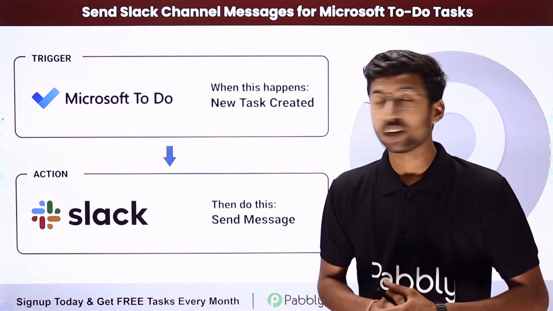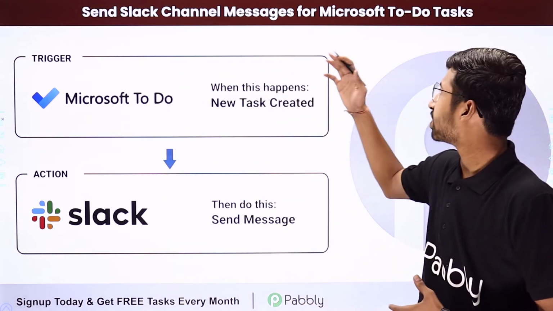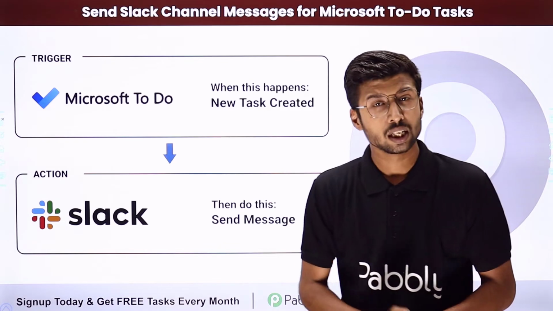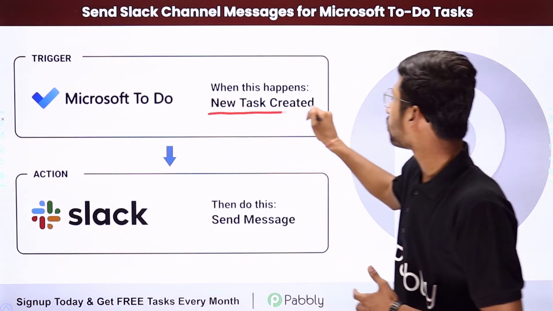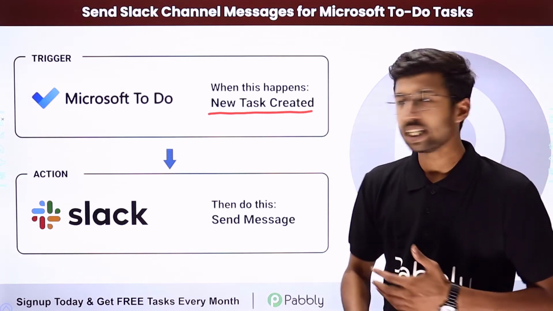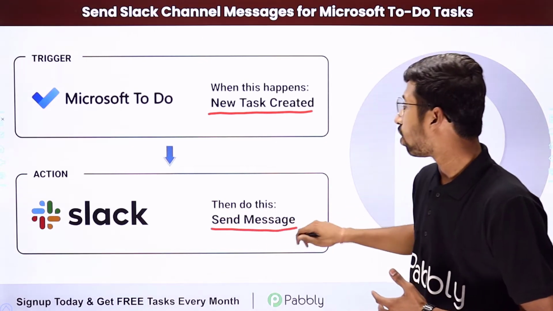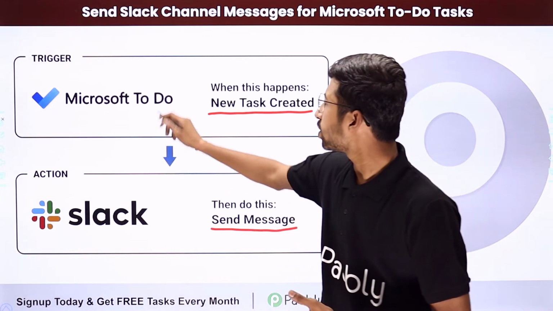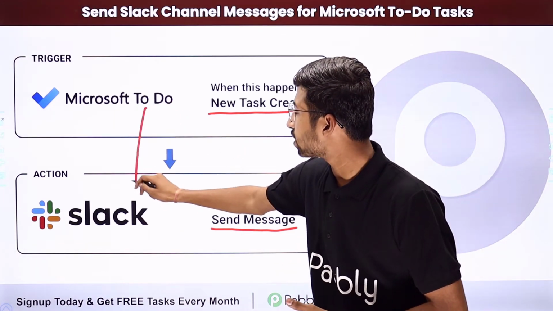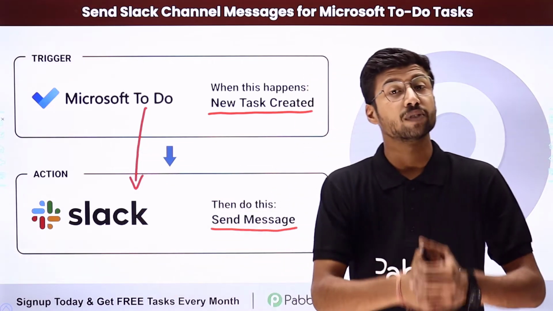So in this video, we will learn how to send Slack channel messages for Microsoft To-Do tasks. Now guys, in this automation, whenever a new task is created on our Microsoft To-Do, automatically a new channel message will be sent on Slack using that same task details. The trigger application in this automation will be Microsoft To-Do and the action will be Slack, and we are going to connect both of these applications.